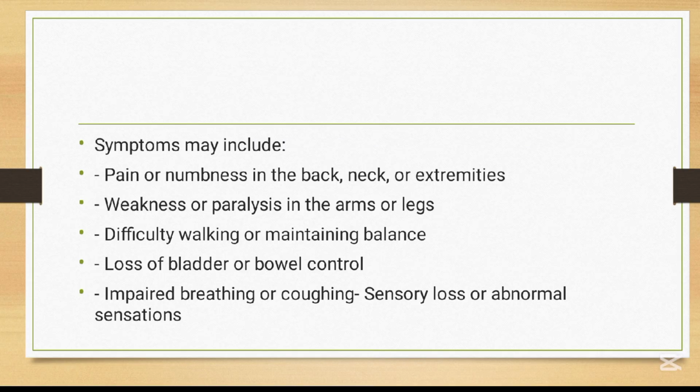Now what are the symptoms that we see in spinal cord injury? Number 1 is pain, numbness in the back, neck and extremities. Number 2, weakness or paralysis in the arms and legs. Number 3, difficulty walking or maintaining balance. Number 4, loss of bladder or bowel control. Number 5 is impaired breathing or coughing, sensory loss or abnormal sensations. So these are the symptoms that we see in spinal cord injuries.